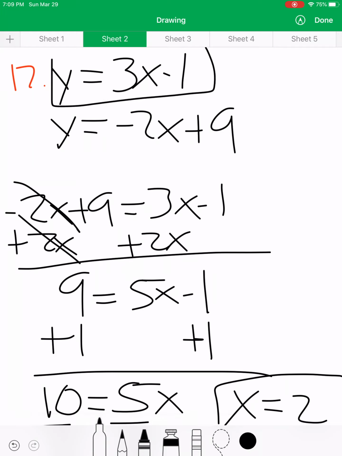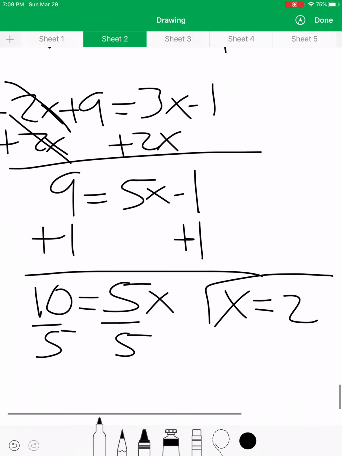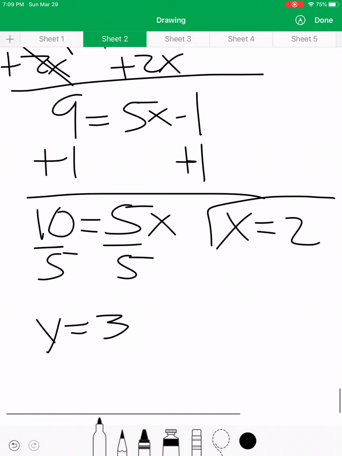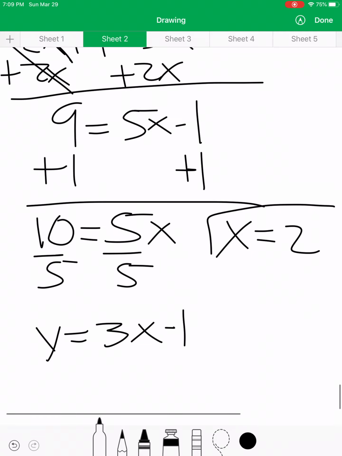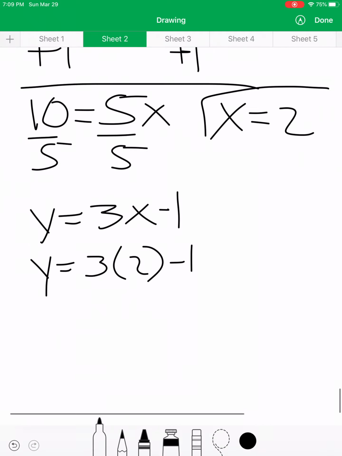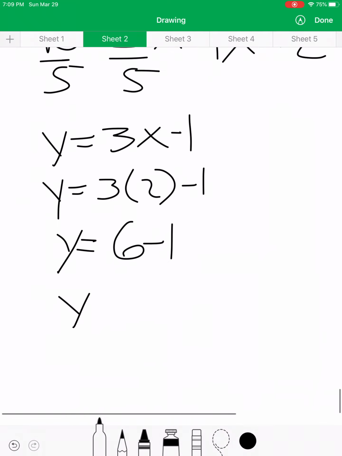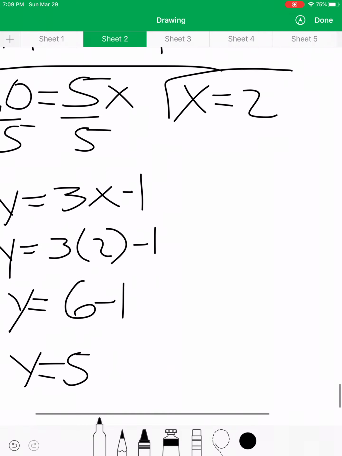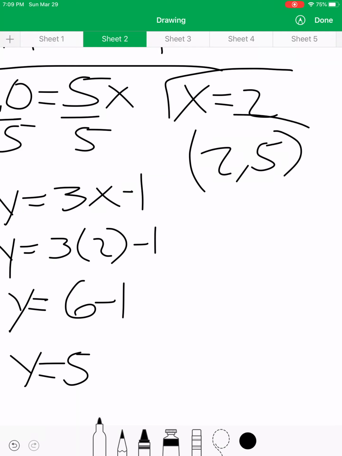I'm going to choose the first one. You can choose the second one. I just don't want to deal with the negative. So y equals 3x minus 1. Let me double check to make sure that's correct. Yeah, it is. Substitute your solution for x in for the variable. y equals 3 times 2 minus 1. So y equals, multiply, 6 minus 1. y equals 5, which means that my final ordered solution, which is xy, is 2, 5. And that's your final answer right there, 2, 5 for number 17.